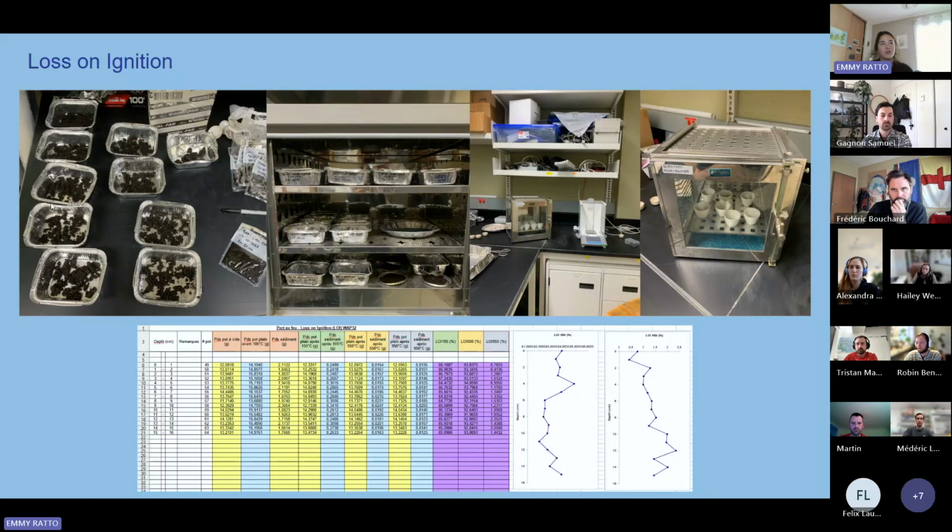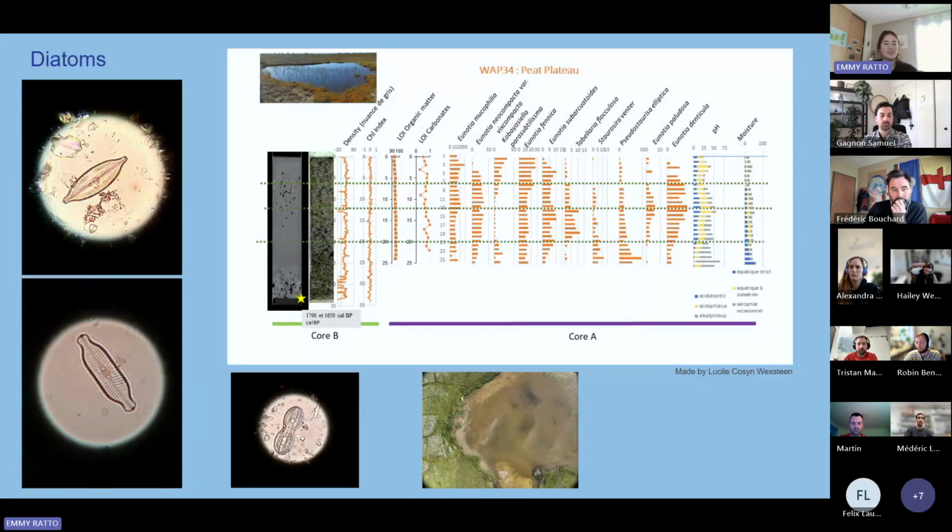I also identified and analyzed diatoms in Lake WAPS 34. Diatoms are microscopic algae, and this part was a meticulous process that required patience, but discovering the incredible diversity of the microfossils was fascinating, and discussing my observations with Lucille helped me better understand how diatoms can serve as paleoenvironmental indicators. So it was pretty cool.